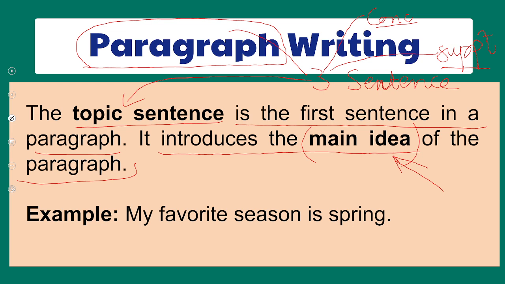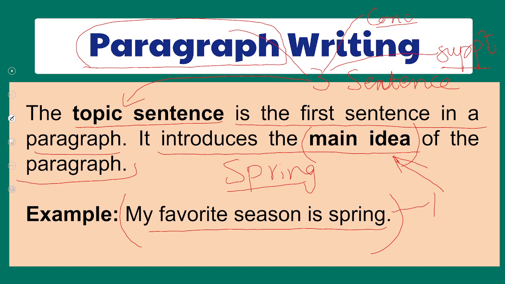We have a topic, spring, and on spring we can write opinion writing. We can write a text which is based on opinion. So we have an example: My favorite season is spring. This is an idea, and this will be the main idea of the paragraph. Our whole paragraph will revolve around this particular idea, and all the sentences which we write in this paragraph will support this main idea. This is how a paragraph is started and how a paragraph is developed.